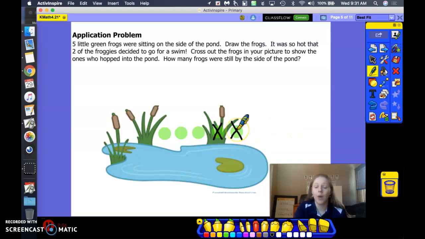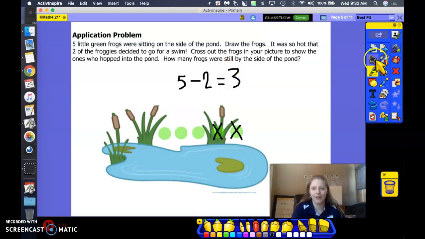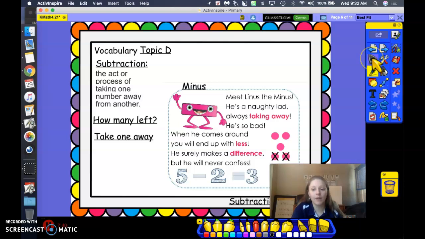Good. All right, so how many frogs were still by the side of the pond? 3 frogs. Good. Let's figure out how we can write our number sentence. Which number goes first for our takeaway problem? Oh, you're right. 5, because we need to count the ones that we crossed out because they did start by the side of the pond. So 5, take away, how many did we cross out? 2 equals how many frogs left? 3. Great job, friends.